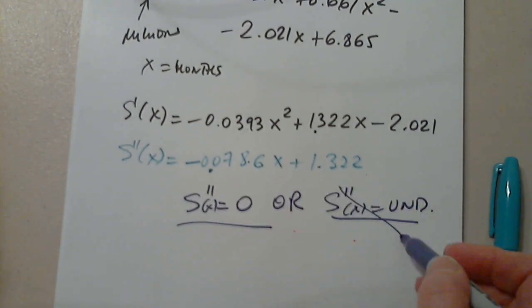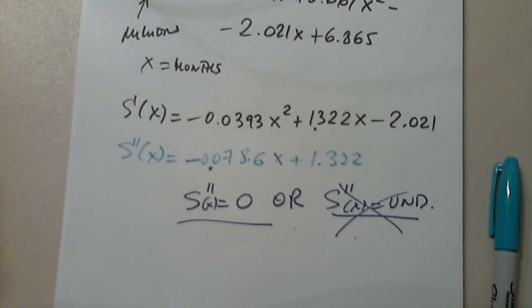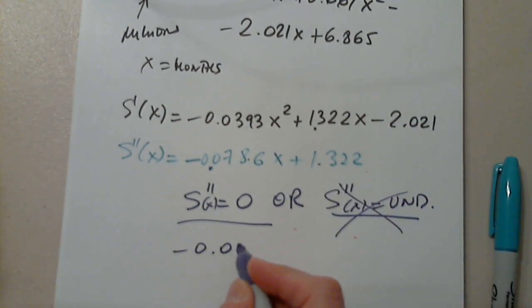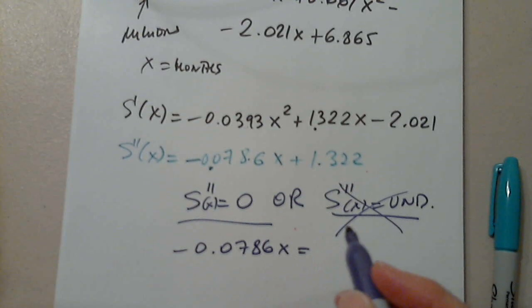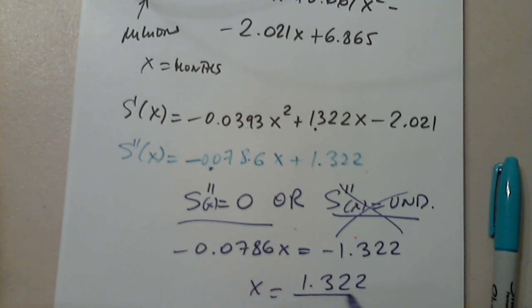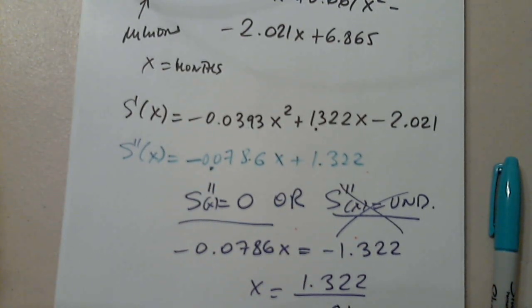There is no such thing. This is a polynomial function. It cannot be undefined. It's the same thing with the critical numbers, the same idea, same steps. So when I say this equal to 0, I get 1.322 divided by 0.0786. And I have a calculator.